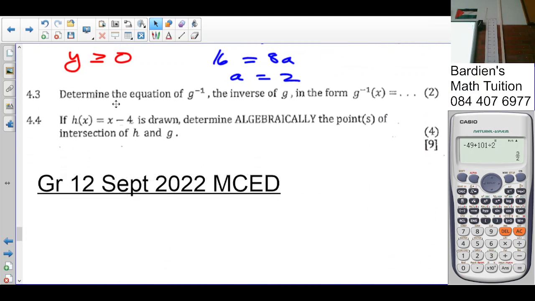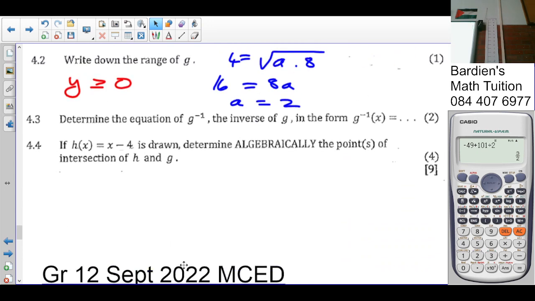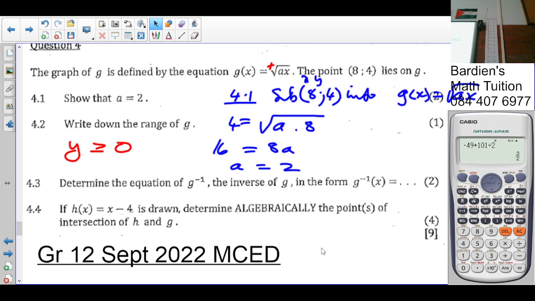In question 4.3 it says, okay, so I need the space again.